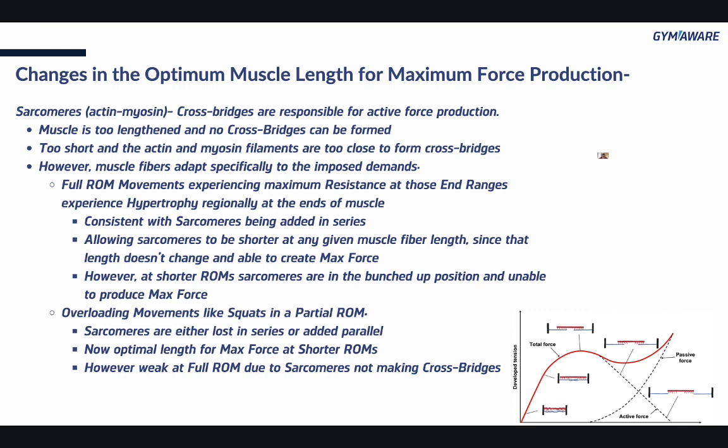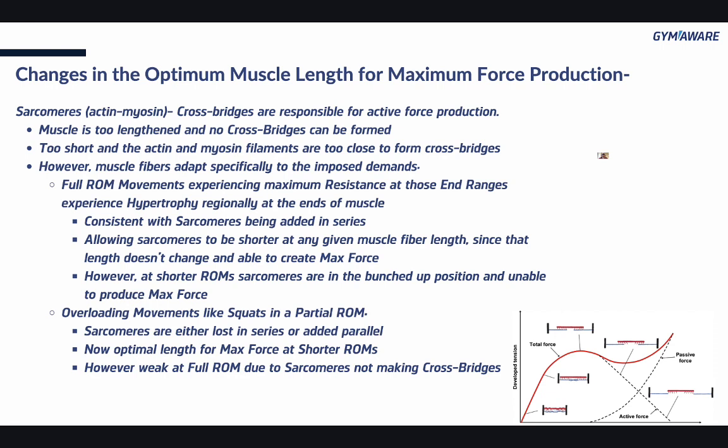And normally it appears consistent with sarcomeres being added in series, meaning like a chain. It's getting longer and longer, which means allowing sarcomeres to be shorter at any given fiber length, since the length of the muscle fiber never changes. So when you add sarcomeres in series, that means no matter how long the muscle is, the least amount of lengthening is going to happen at the sarcomere, meaning they're able to produce more max force.